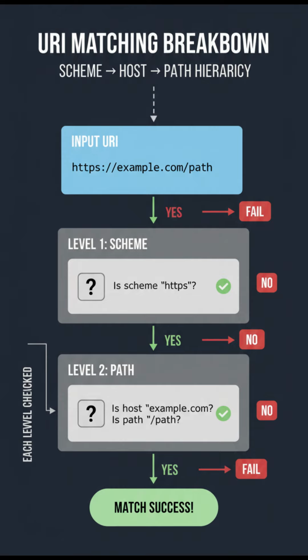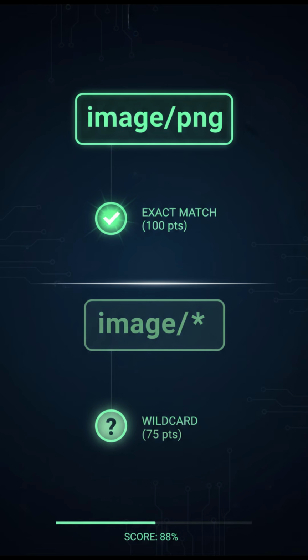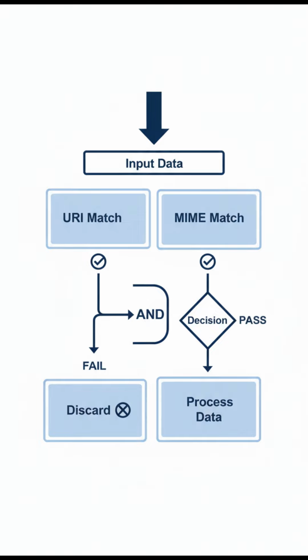Then comes data matching. If the filter makes it past action and category checks, Android looks at the data. It checks the scheme, host, and path if it's a URI, or the MIME type if that's present. More specific matches always beat wildcards. If both a URI and MIME type are there, both must match or the filter is out.